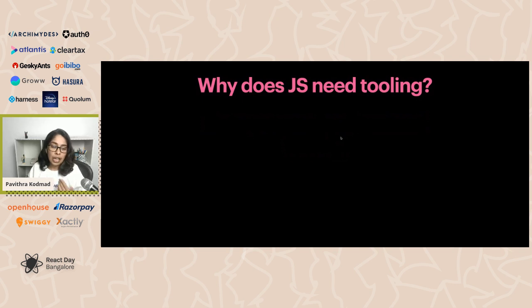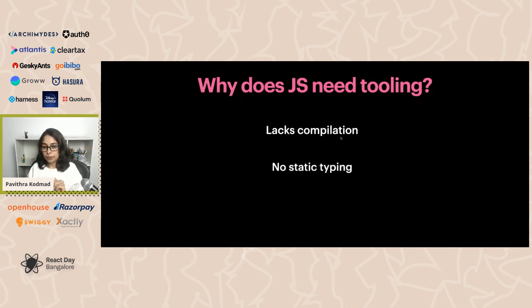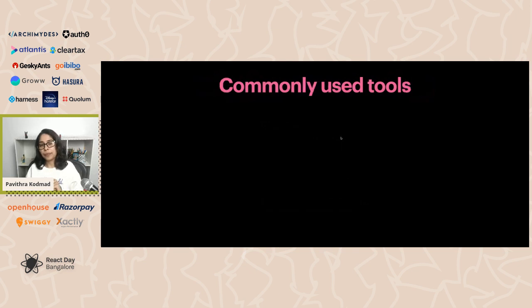JavaScript is a language that needs tooling because it does not have any compilation time. You write JavaScript and it runs directly on the browser. There is no static typing. It's a dynamically typed language. And for a very, very long, unnecessarily long time, JavaScript did not have a module system.